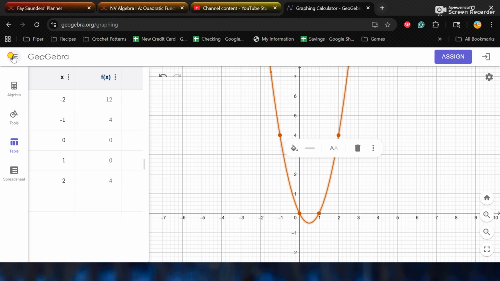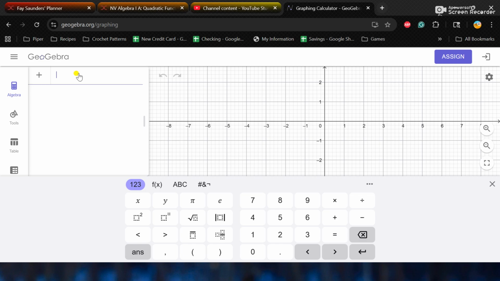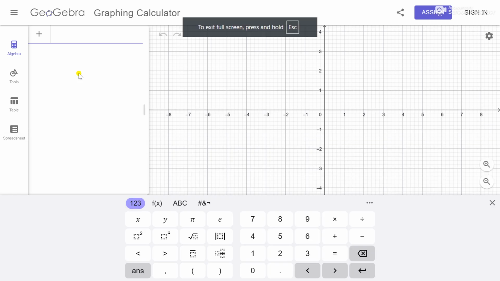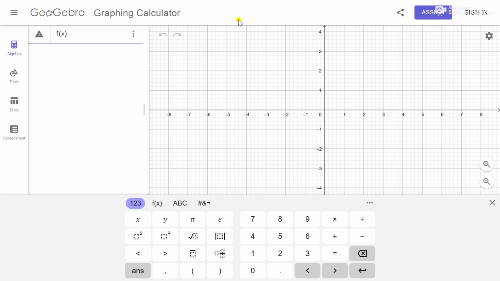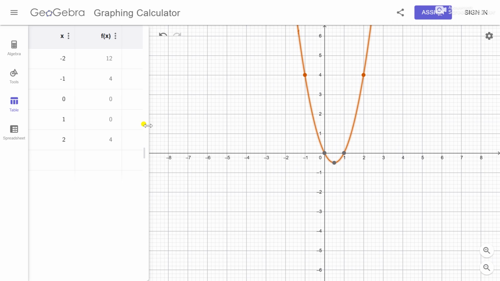And then first we're going to clear all. This is number 4 on your practice. It says graph the function f of x is equal to 2x squared minus 2x, and true or false, the x-intercepts of this graph are 0, 0 and 1, 0. So let's make a table. Sure, that's great. The x-intercepts are 0, 0, and 1, 0. That is true. That was easy enough.